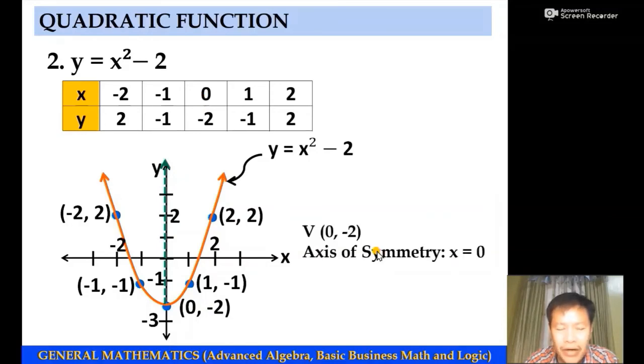The properties of our quadratic function are the vertex, and the vertex is (0, -2), to signify that this (0, -2) is our vertex. And our axis of symmetry is this line, and this is our y-axis with equation x = 0.